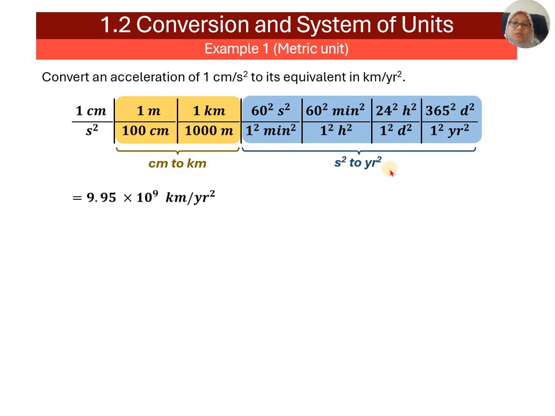To convert to year, you have to use 4 different conversion factors. The first one is from second to minute, and then minute to hour, hour to day, and day to year. If you look clearly, all the values here are also squared: 60 squared, 60 squared, 24 squared, and 365 squared. When the unit is squared, all the values are also squared. And then when you do the calculation for this, you should get 9.95 times 10 to the power of 9 kilometer per year squared.